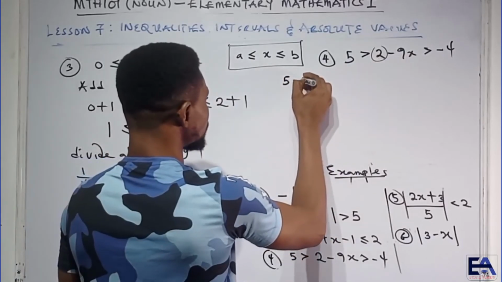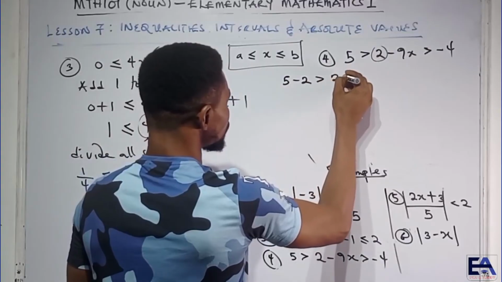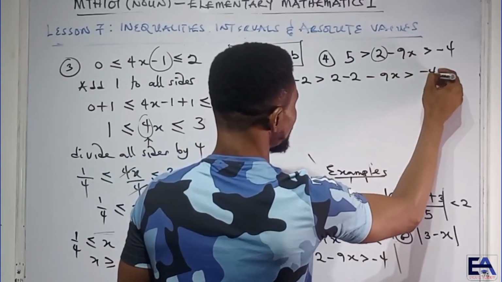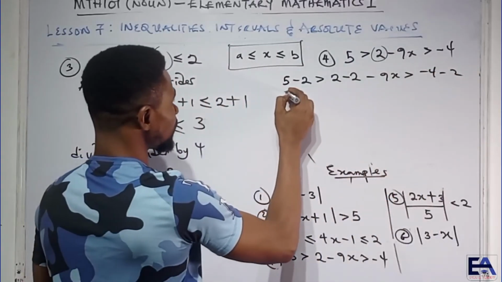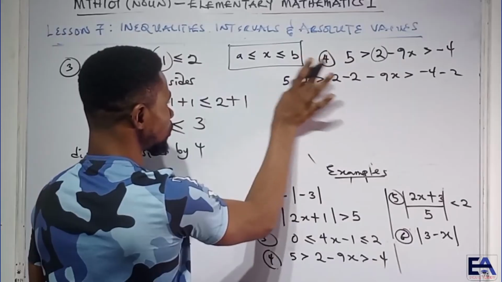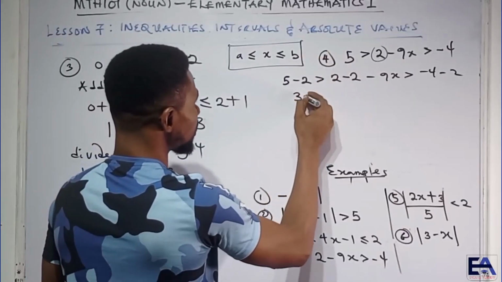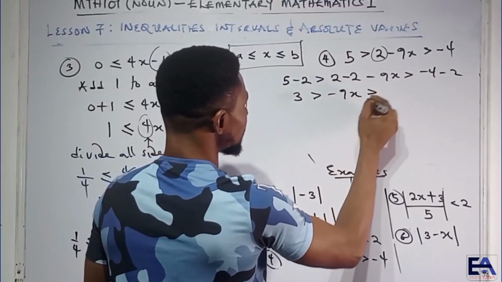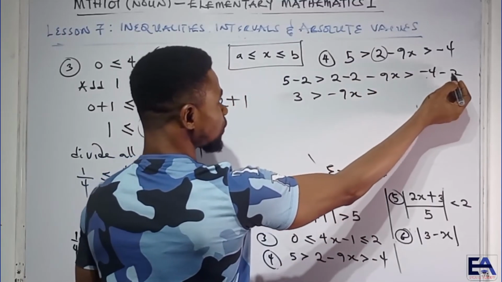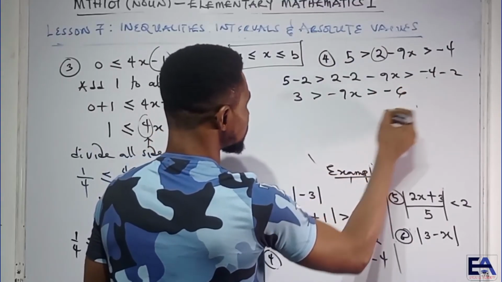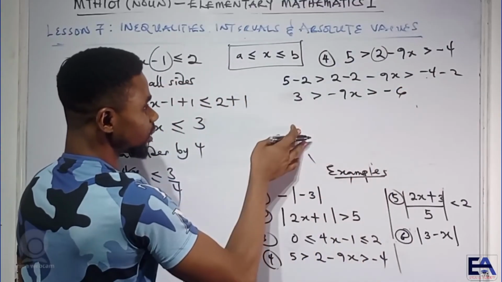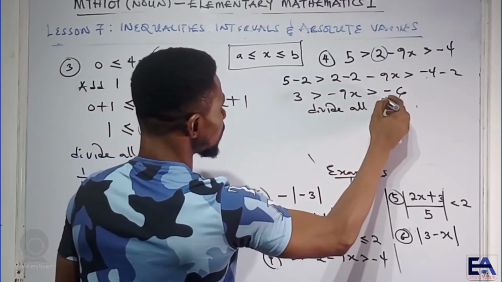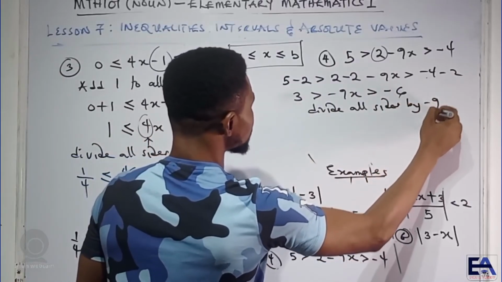So you say 5 minus 2 greater than 2 minus 2, then minus 9x greater than minus 4 minus 2. So at the end, 5 minus 2 is 3, then greater than 2 minus 2 is 0, so we have minus 9x, and then we have this as what? Minus 4 minus 2, that is minus 6. Okay, so looking into this one, the next thing is to divide all sides by minus 9.